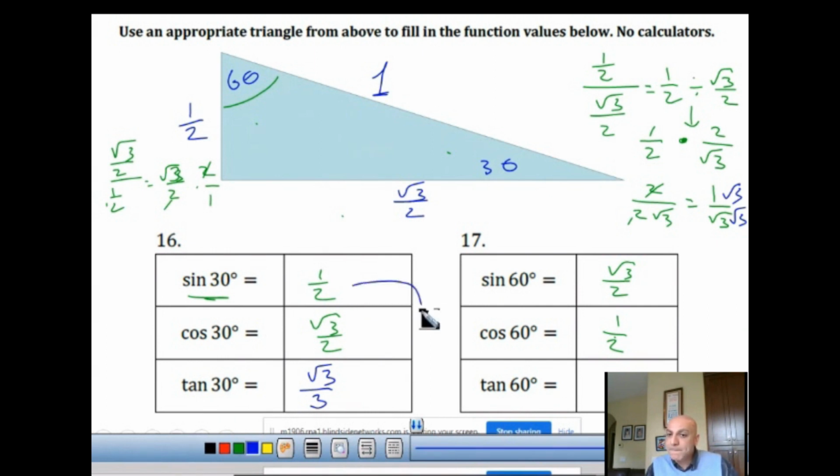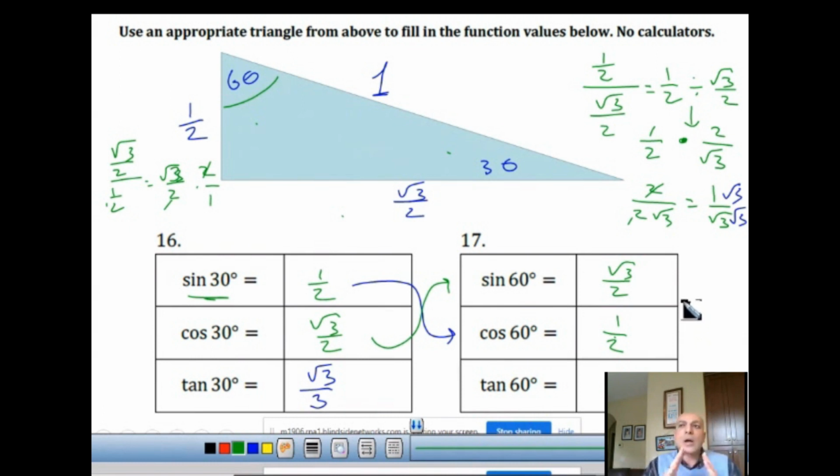If you pay close attention now, you're going to see something that is interesting. This guy is like this. So sine 30 is the same as cosine 60. Yep. Believe it or not. Cosine 30 is the same as sine 60. Very interesting.